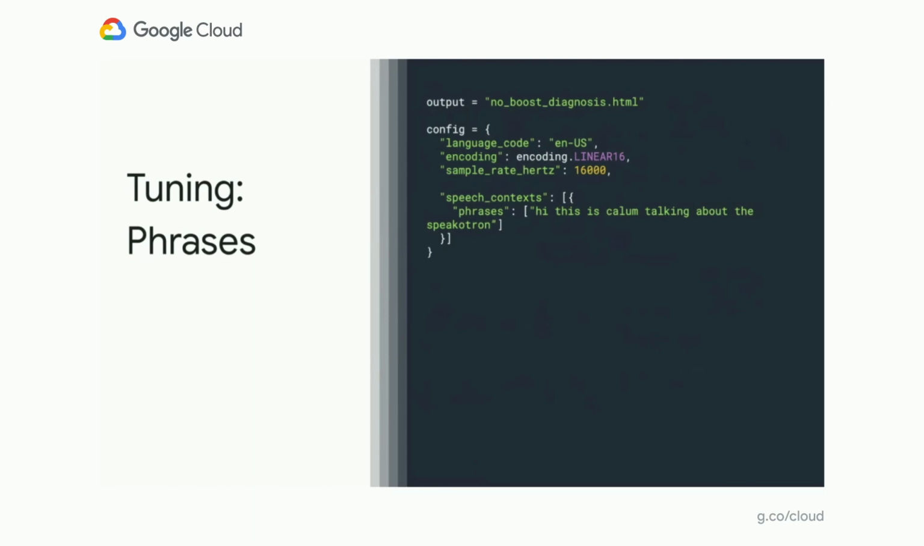Using the phrase hint API, I could do something very simple, like put the exact right transcription in as a phrase. Hi, this is Calum talking about the speakotron. Now, this did work. This did result in 0% word error rate and the phrase being transcribed perfectly. This is always a good thing to try out if you have a single phrase.